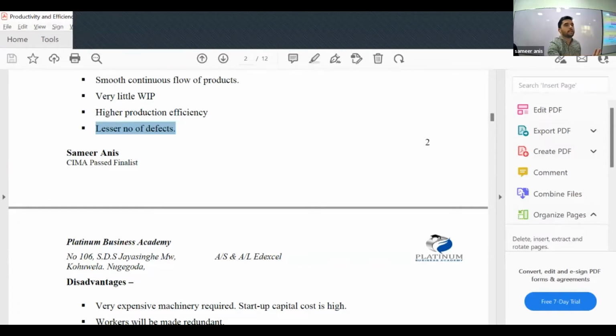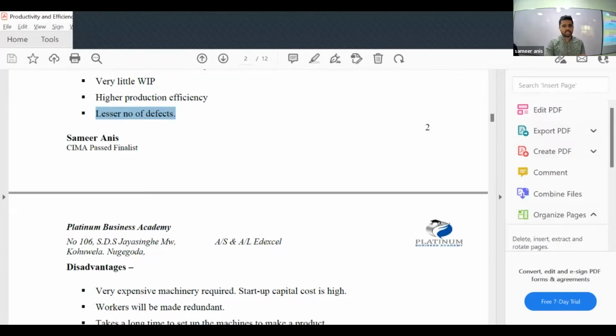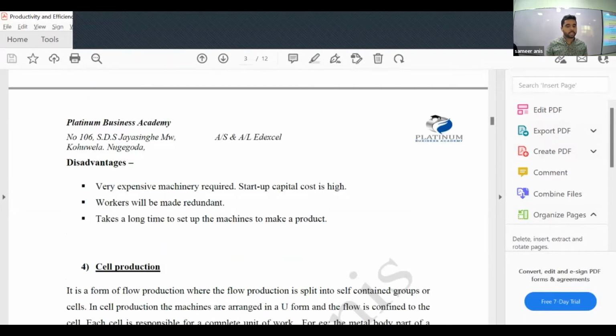Machines actually can't make a difference because once you program it, it is just supposed to do the same thing again and again. Simple as that. It can't make an error. Do you understand that, guys? So less number of defects. What are the disadvantages? Damn expensive to buy those machines and all. Ultra expensive. You can't afford it. Simple as that, yeah? It's very expensive. Only the big companies can afford it, guys, yeah?